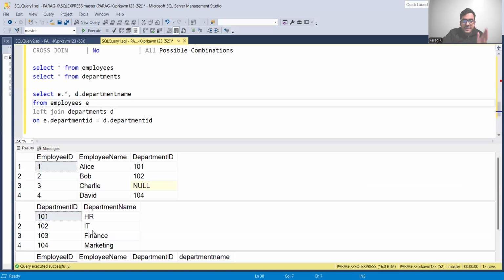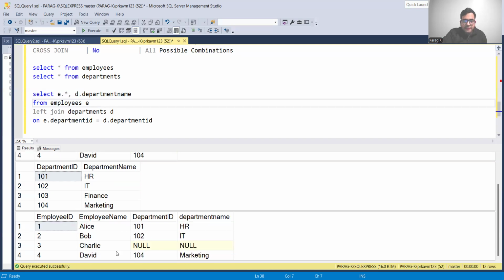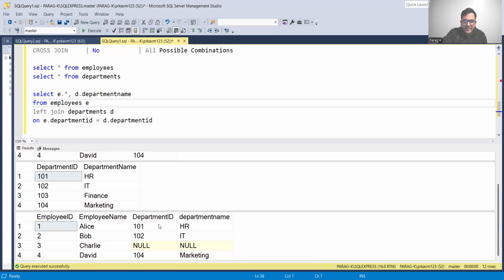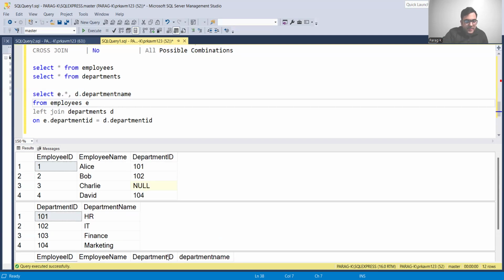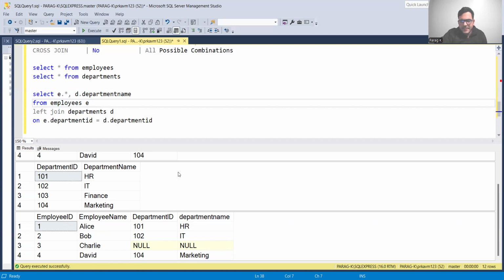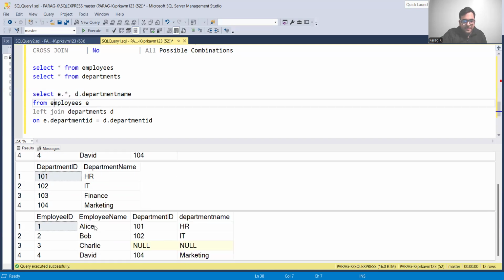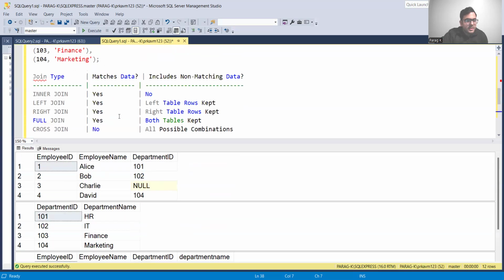Now, what it says is that everything from the left table should be there. So if you observe, everything is there, and even if nothing is getting matched for department ID, it's still giving us the data. So you see that there's no matching department ID, so you see null in the department name. 103 has nothing in common, so it shows null all the way. So that's left join.